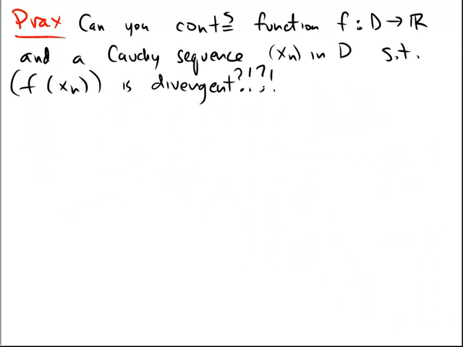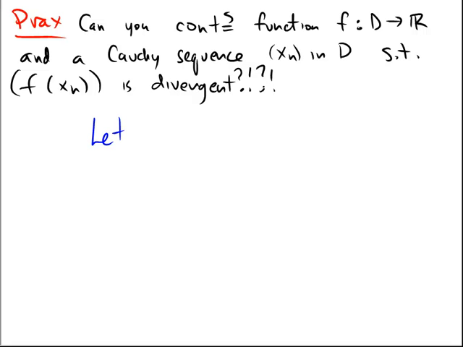Here's a practice problem for you then. Can you find a continuous function f going from D to R and a Cauchy sequence, to relate this back to Cauchiness now, such that f of xn actually becomes divergent? So we have a Cauchy sequence xn and a divergent image. So pause for a moment, see if you can do this.